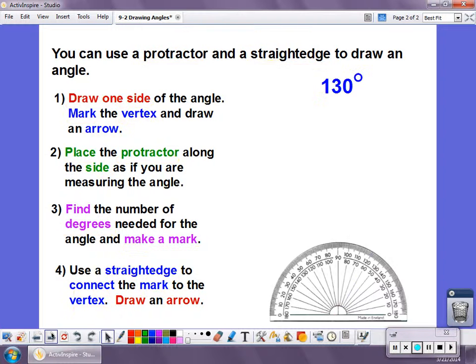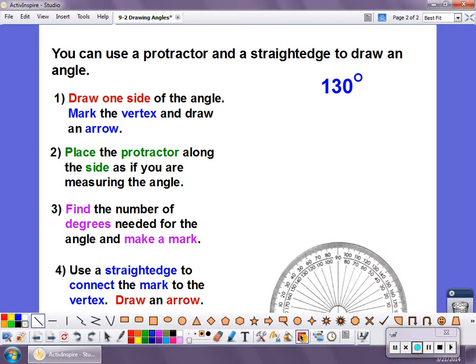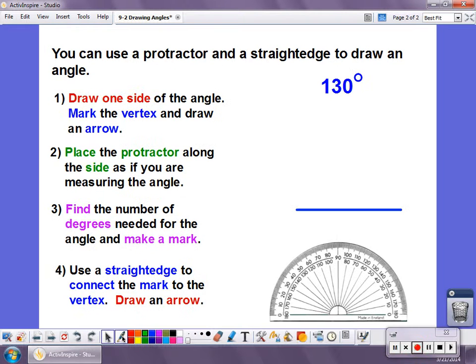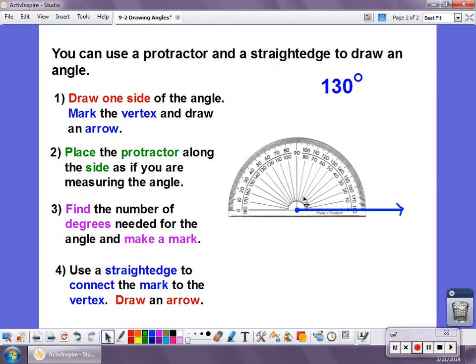So let's try one more. We're going to start off, remember, first things first, with a straight line, one of our rays. And what we're going to do is put a vertex on here and an arrow. Now, step two, I'm going to take my protractor and line it up as if I'm measuring this angle. Oops, I'm a little low there.